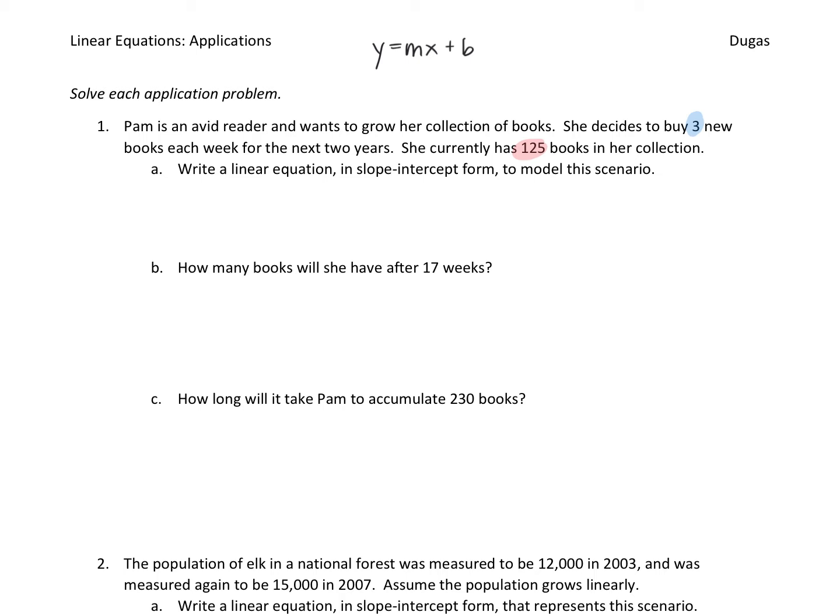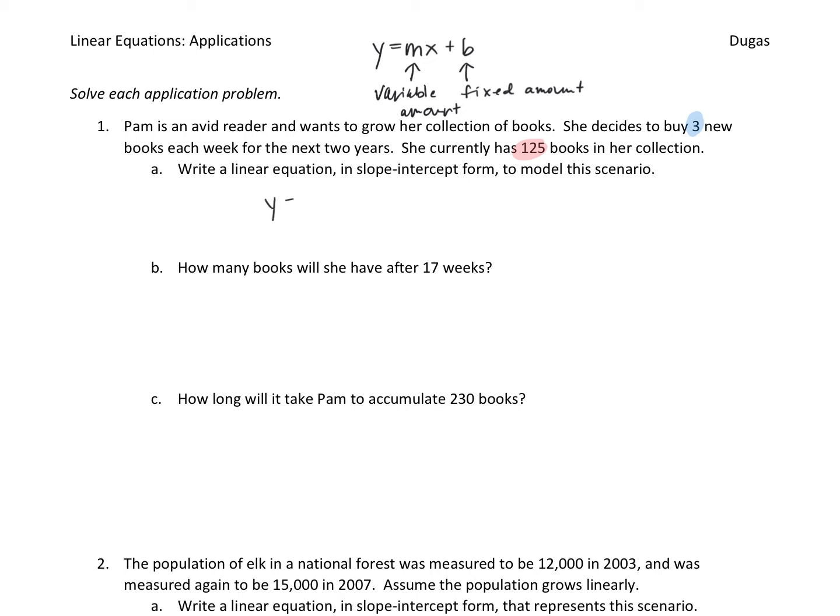We're going to be able to write the equation because the fixed amount is the b. That is the y-intercept. That's where the starting point, you can think of it as that, is the fixed amount. The m is the variable amount. And that is how much it changes based on some variable, right? In this case, each week, it varies by 3 books, right? An additional 3 books are added to the collection each week.